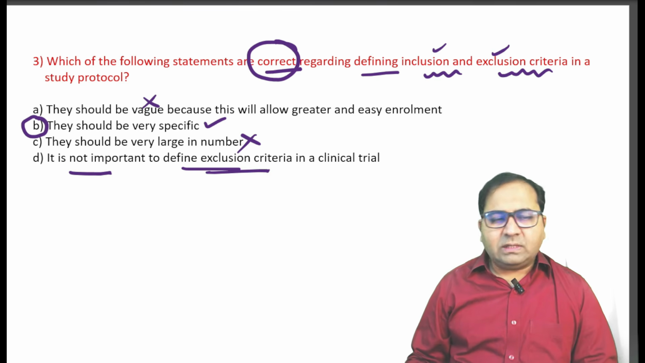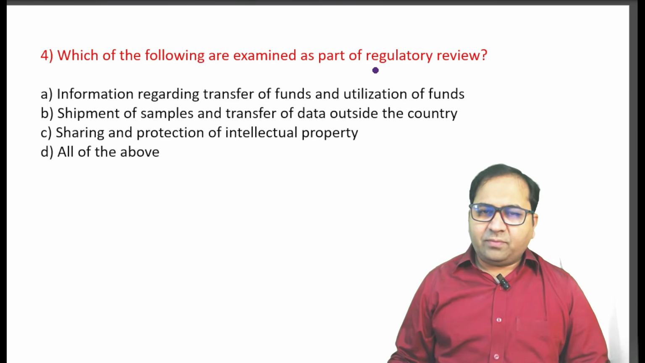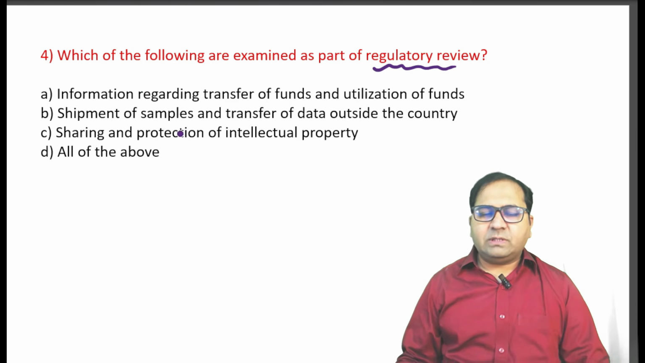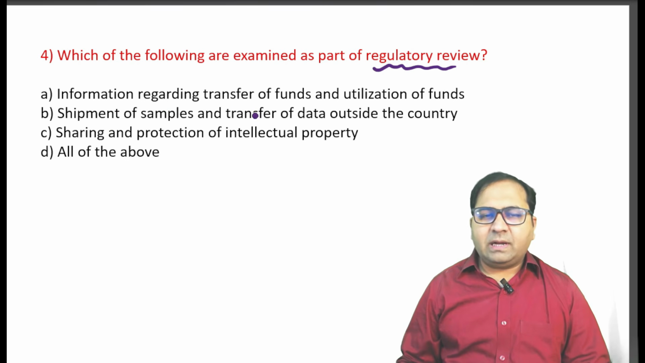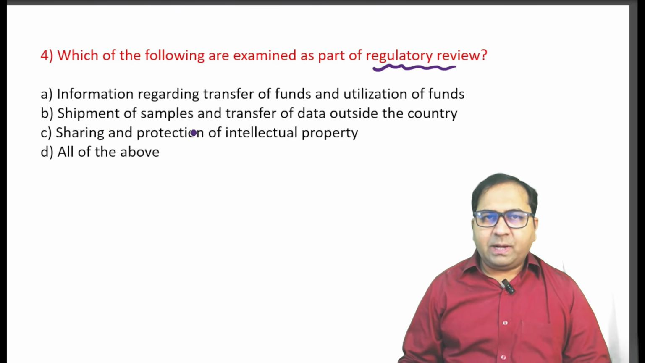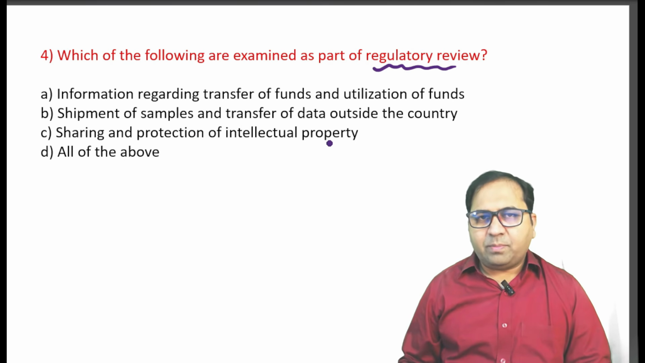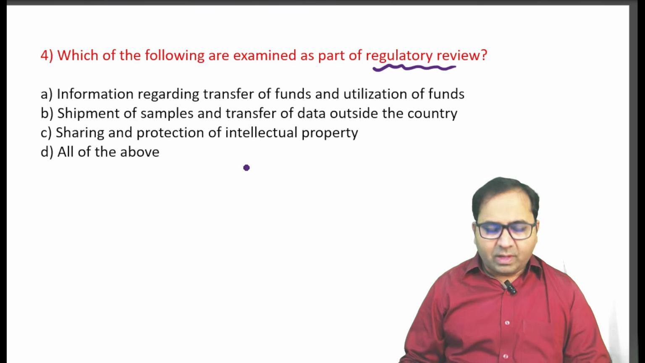Okay. Now let us see the next question. Which of the following are examined as a part of a regulatory review? The options they gave are: A, information regarding the transfer and utilization of funds; B, shipment of samples and transfer of data outside the country; option C, sharing and protection of intellectual property; or option D, all of the above.